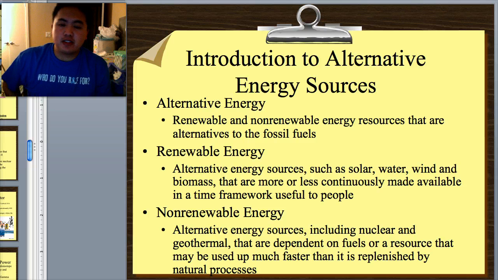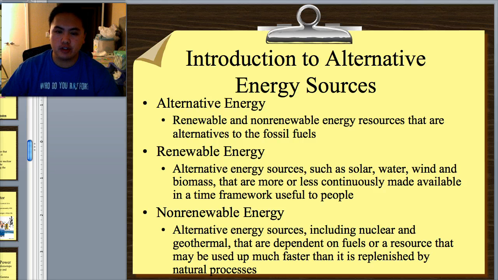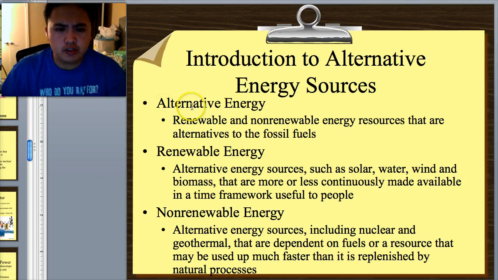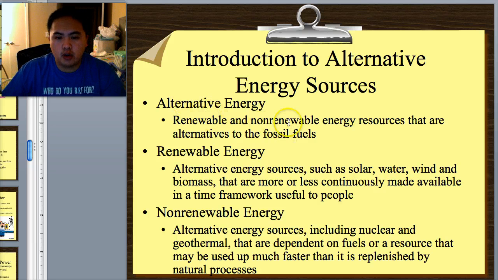And as environmental scientists, what you should care about is the alternative energy sources. Alternative energy is any renewable or non-renewable energy source instead of fossil fuels. Anything that's not fossil fuels is called alternative energy.